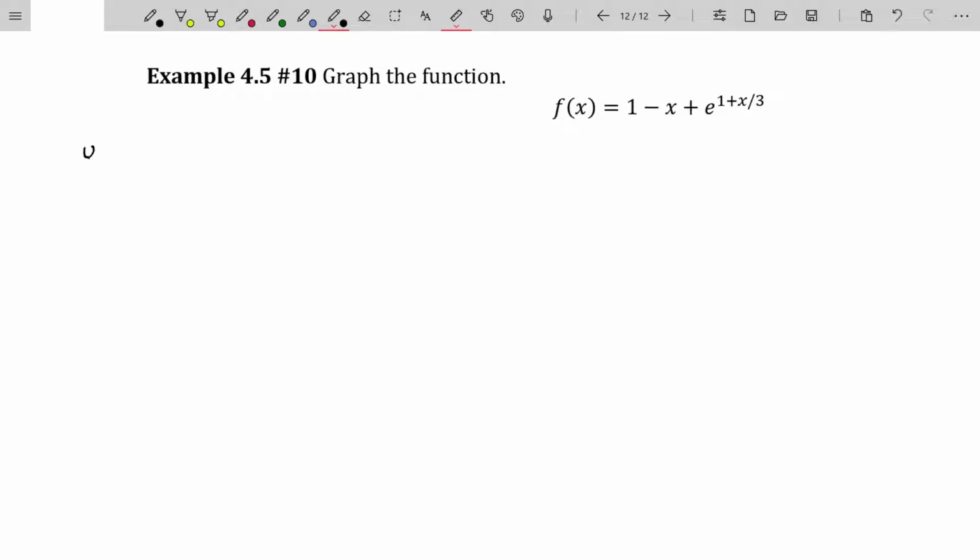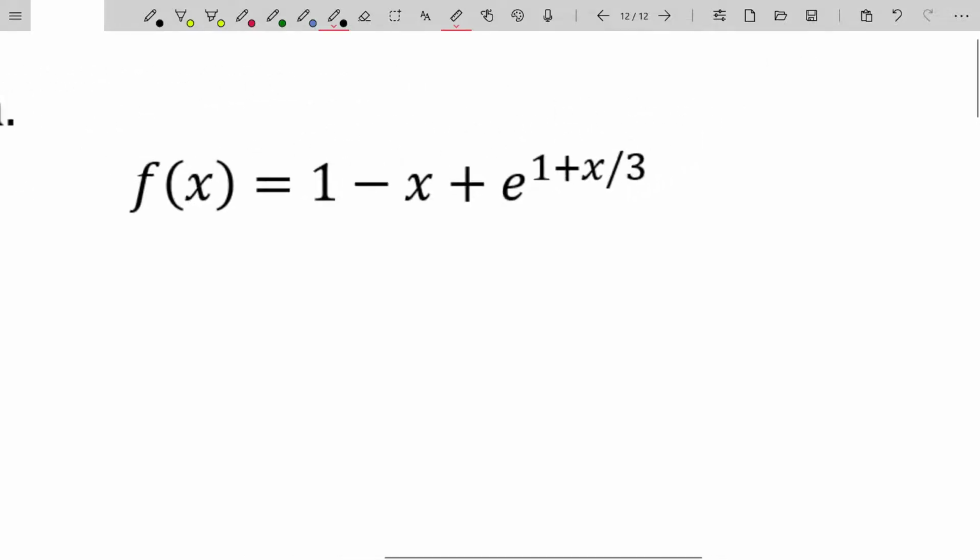Let's see, y-intercepts. Well, or intercept. You shouldn't pluralize y-intercepts. You can only have one for a function. All right, so when x is 0, what do we get? Well, if x is 0, we get 1 minus 0 plus e to the first. So 1 plus e. That's as good as it gets. There's really not much else I could do with that. Let me double check my math.